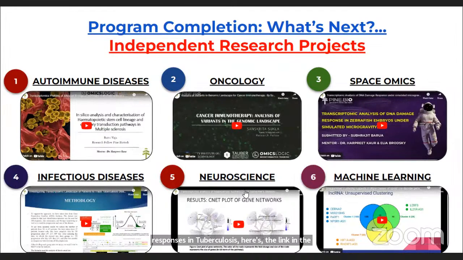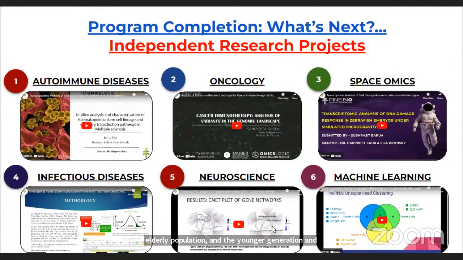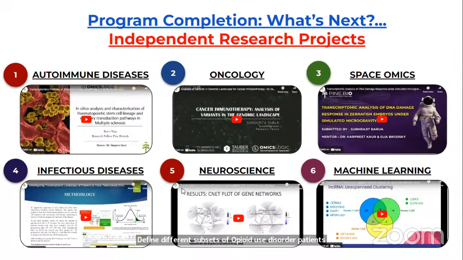And then we also have student projects in neuroscience, where the student performed a transcriptomic analysis of Alzheimer's disease to understand the difference in elderly population and the younger generation. And here's the link. And finally, we also have interesting research projects on machine learning. Here, the student was trying to examine the transcriptional changes that define different subsets of opioid use disorder patients using differential gene expression analysis and unsupervised clustering. I'm pasting the link in the chat box as well.